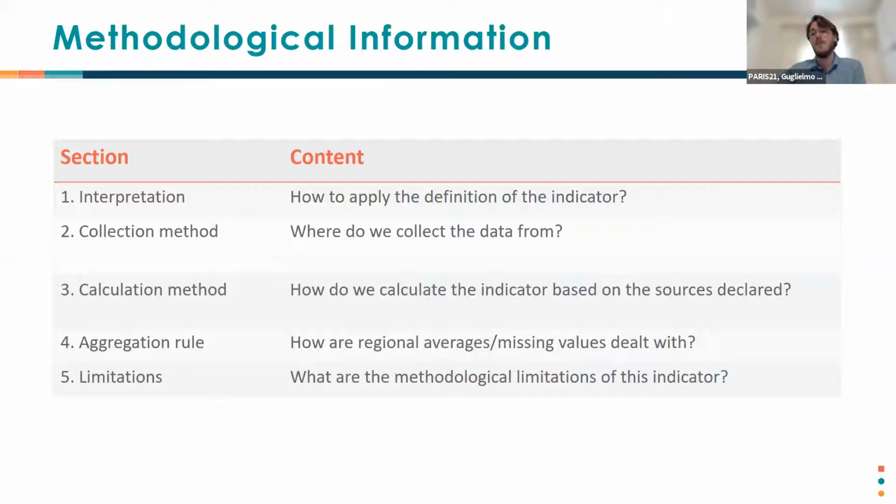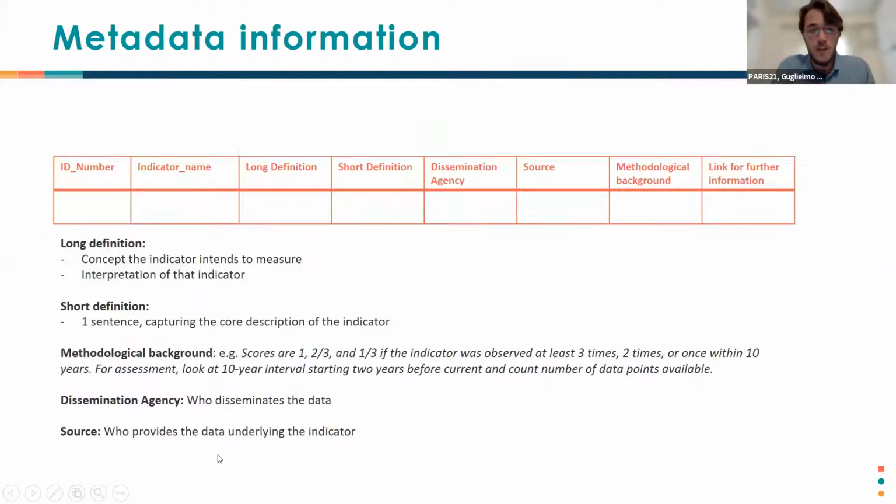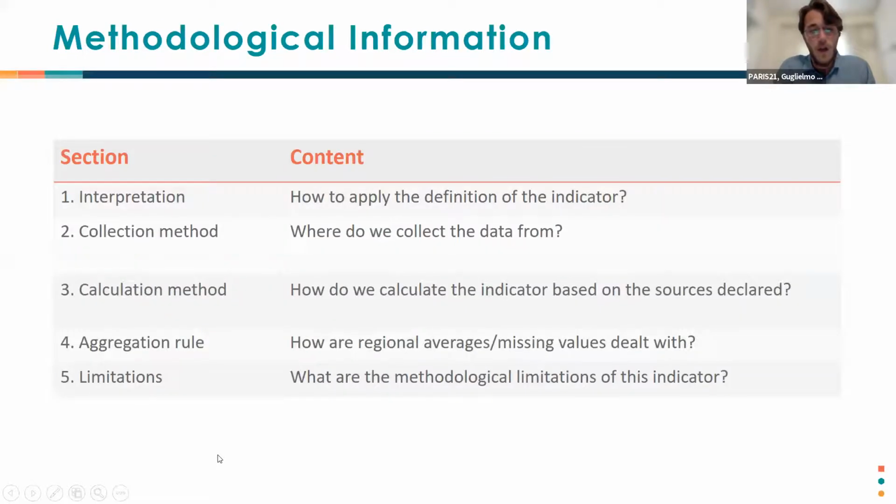So for the PARIS21 indicators, we have developed this methodological note that summarizes and helps users understand what the indicator is: how to interpret what each value means, where the data come from, how they are collected, and especially what the relationship is between the underlying raw data and the computation of the indicator. And then we also provide some aggregation rules and describe how the aggregates are computed.